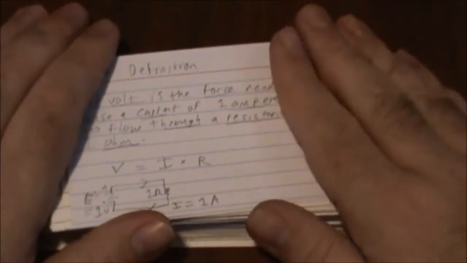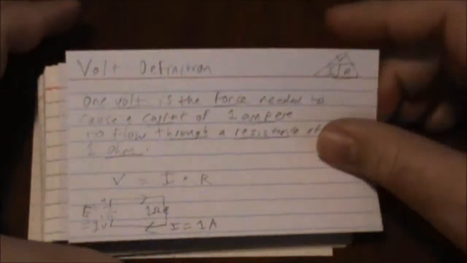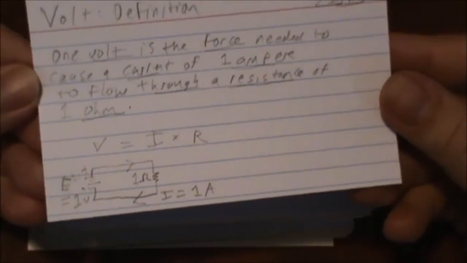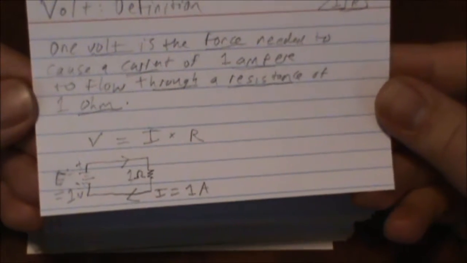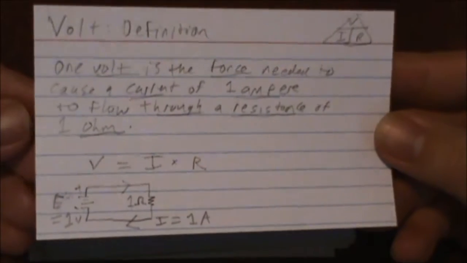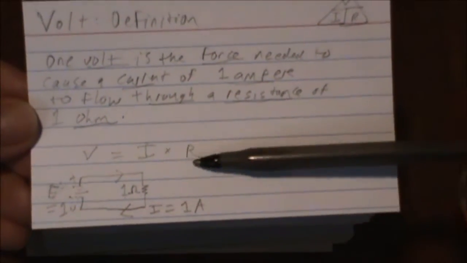Okay, now we get into some of the real meat of actual electrical engineering. So here, volts. 1 volt is the force needed to cause a current of 1 ampere to flow through a resistance of 1 ohm. V equals I times R.